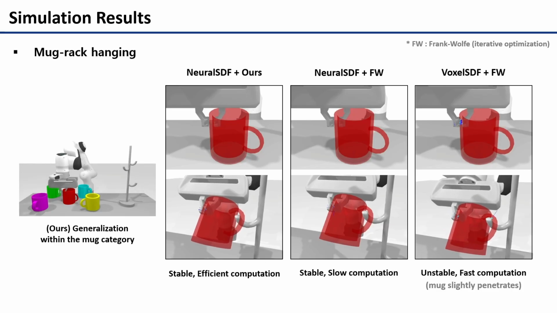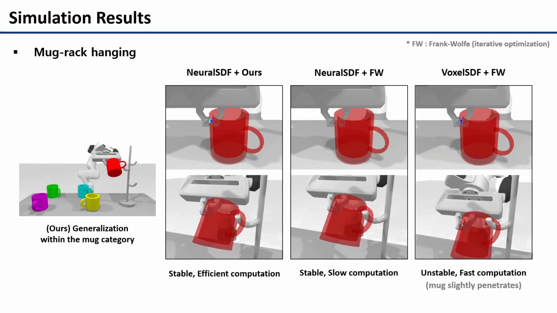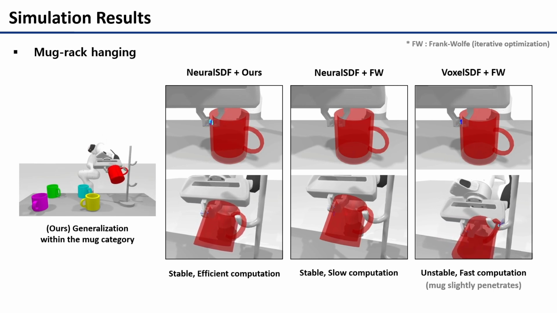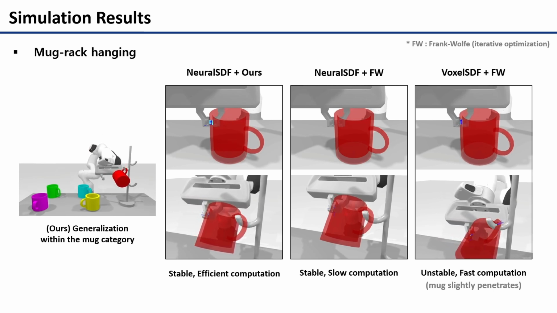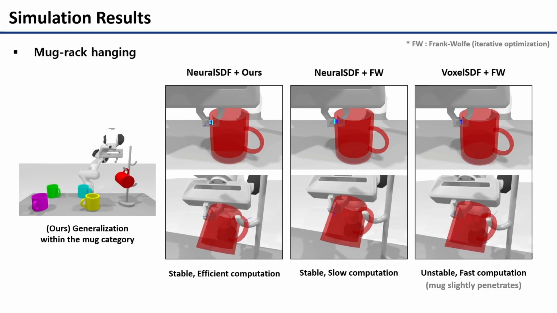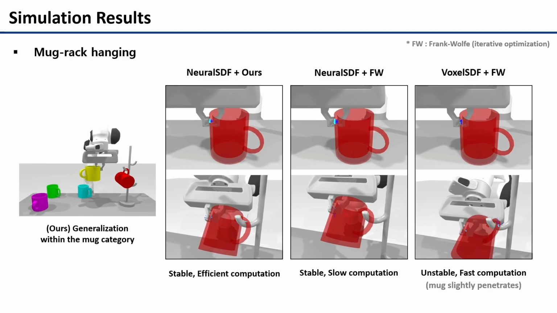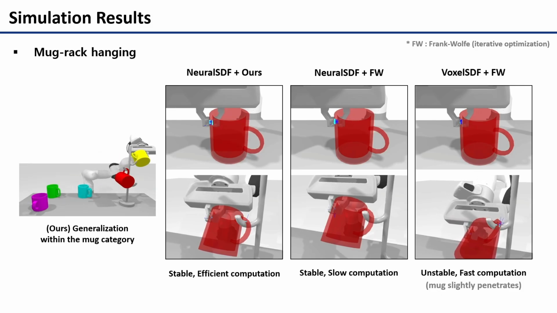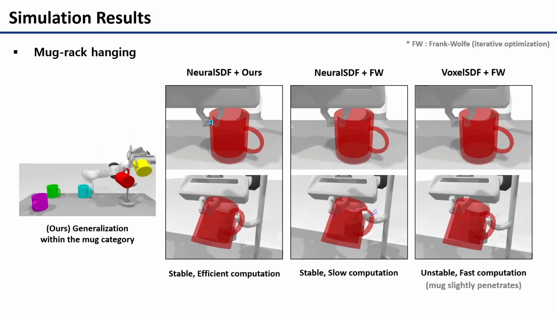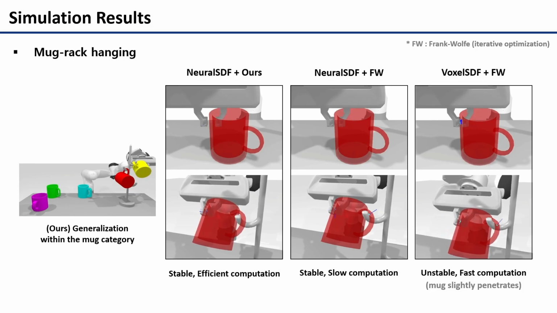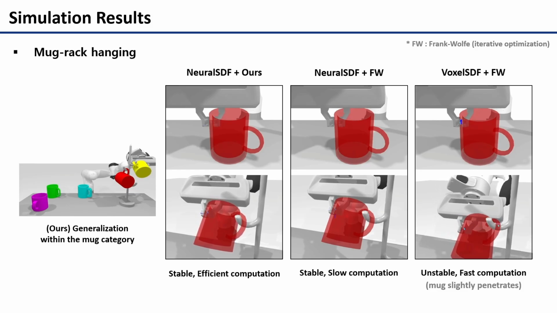The first scenario is a mug and rack hanging scenario. A Franka with a parallel gripper picks up the mug and hangs it on the rack. Our framework achieves stable and efficient collision detection, while the baselines suffer from slow or unstable computation. The results on the left demonstrate category-level generalization to unseen objects enabled by our auto-decoder architecture.